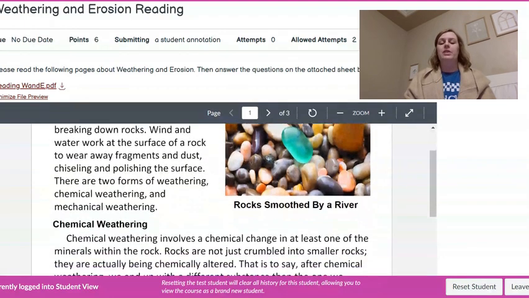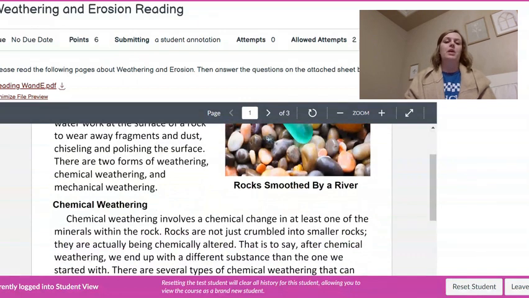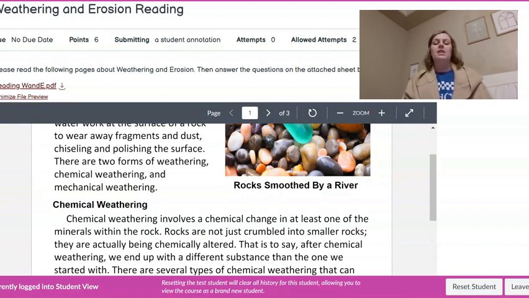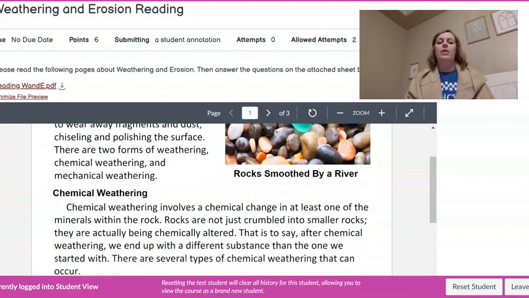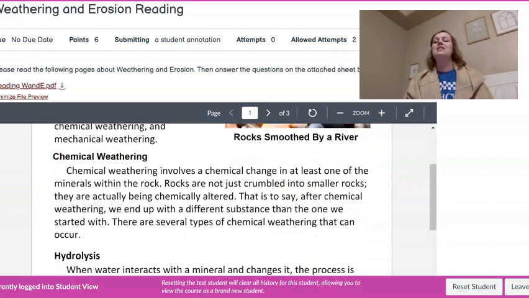The first type of weathering we're going to talk about is chemical weathering. Chemical weathering involves a chemical change in at least one of the minerals within a rock, because all rocks are made up of different minerals. Rocks are not just crumbled into smaller rocks, they are actually being chemically altered. That is to say, after chemical weathering, we end up with a different substance than the one we started with. There are several types of chemical weathering that can occur.